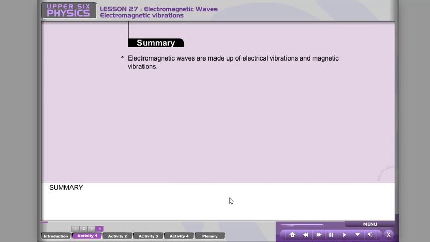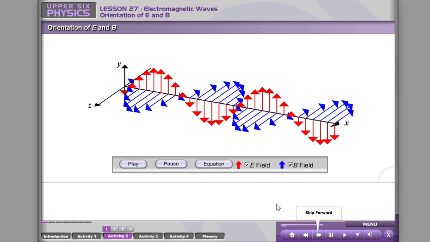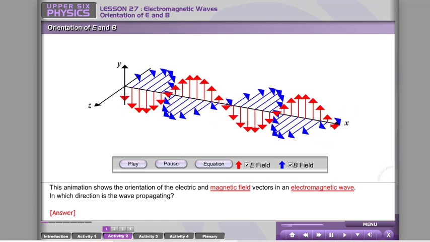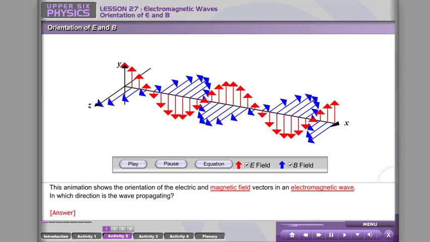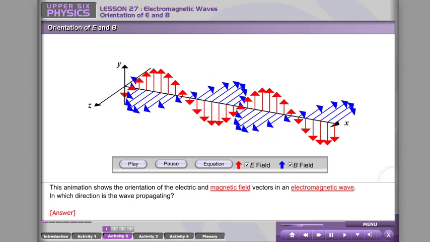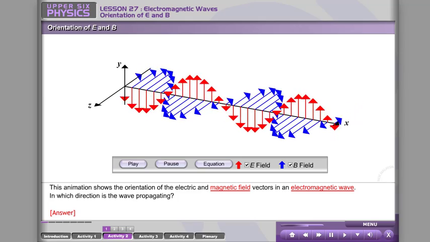Summary: electromagnetic waves are made up of electrical vibrations and magnetic vibrations. This animation shows the orientation of the electric and magnetic field vectors in an electromagnetic wave.